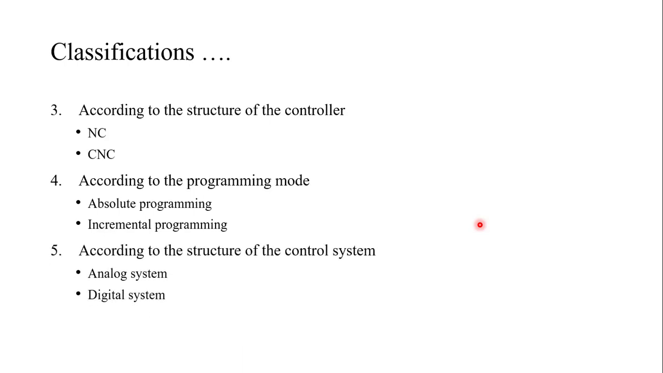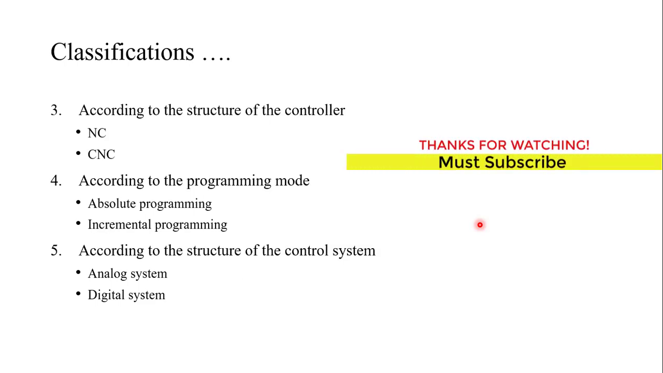Then we have classification according to the structure of the control system, whether it is analog controlled or digitally controlled. Analog system is when a continuous output is given, and digital system is when an intermittent digit output is given. So nowadays we work only in digital systems, correct? Very few analog systems are available in the market, but we are hugely going for digital systems, correct?